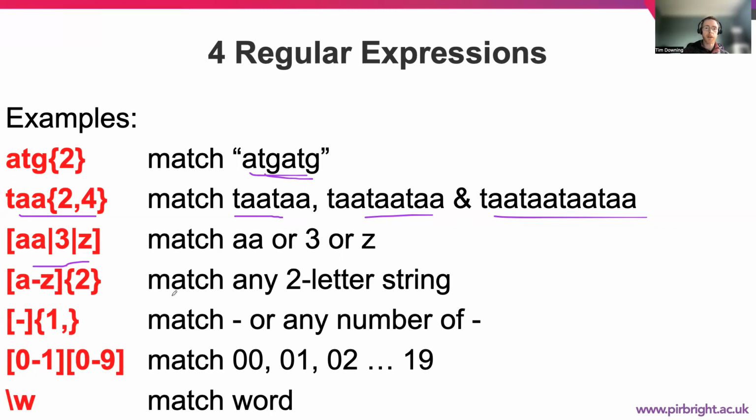If we want to match any 2-letter string, we can do that by putting A to Z twice. So any pair of letters will be matched there. If we put a dash and 1 comma, that will match a single dash or any number of dashes together. So 2, 3, 4, 5, 6, 7, up to infinite numbers of dashes.